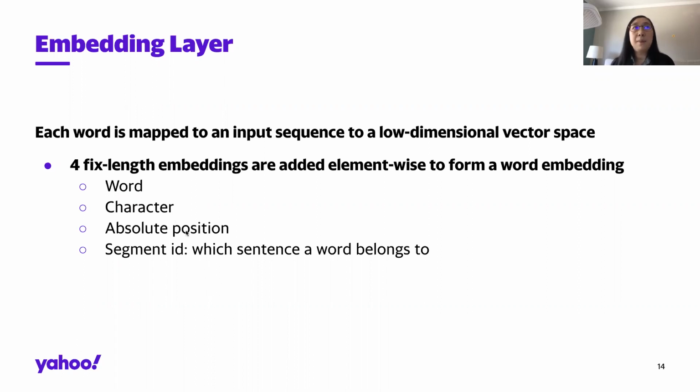And for the character embedding, we're relying on a CNN model to produce the embedding in the same dimension. Once we get the four embeddings, we do an element-wise addition to merge them together to represent each word in the input text. And then they will be fed into the transformer model.